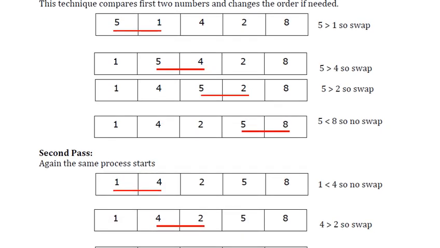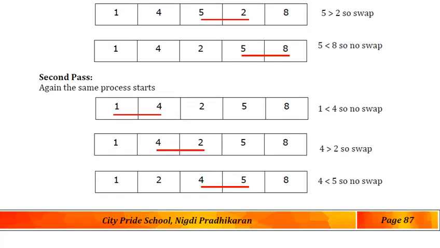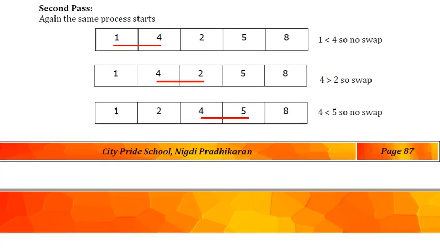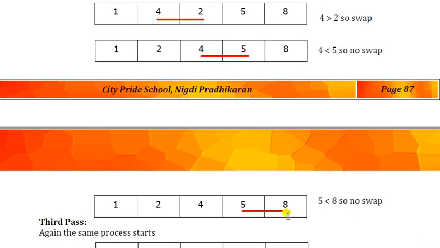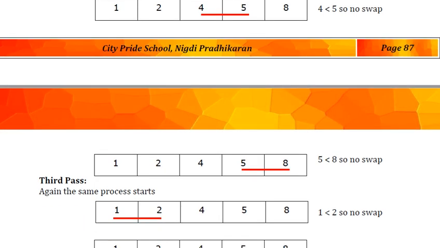In the second iteration, again the same process starts. Again we compare 1 to 4, no swap. 4 to 2, yes, 2 is lesser than 4, so there is a swap done. 4 and 5, no sorting required, so no swap. Next, 5 and 8, no swap required. This was the second iteration.